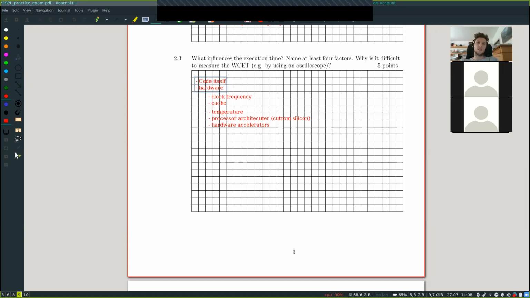And so then why is it difficult to measure the execution time? It should be sort of apparent. Modeling code and validating and verifying it is doable, and it's a very active research area. But modeling hardware, especially modern super complex hardware, is so complex that it's sort of impossible to do accurately.